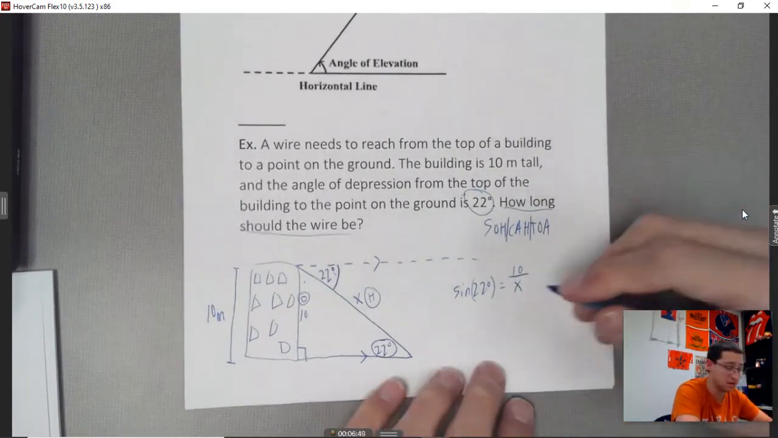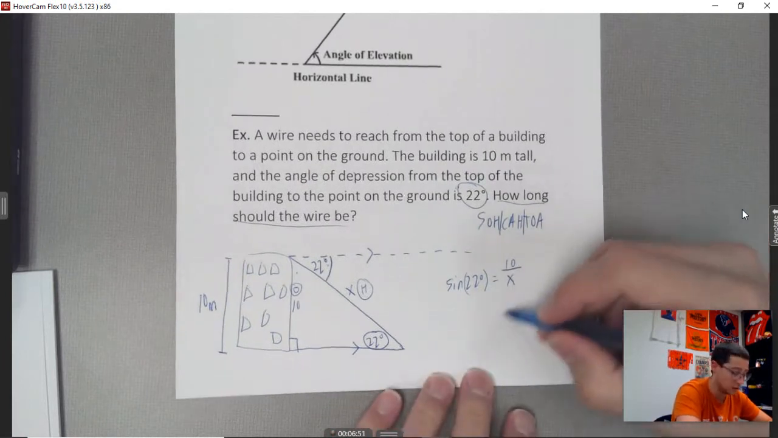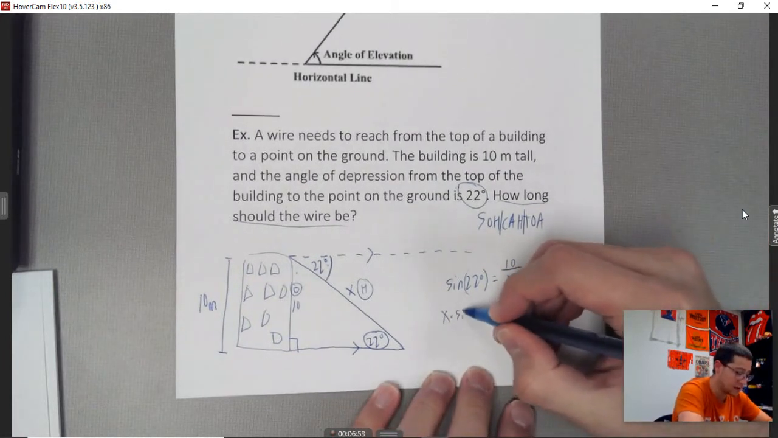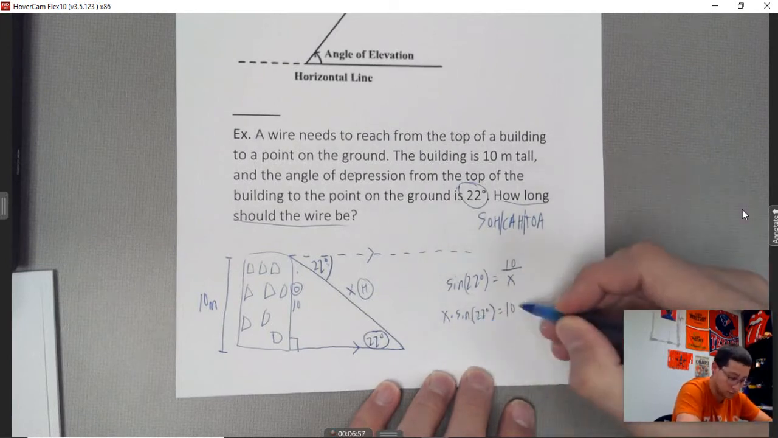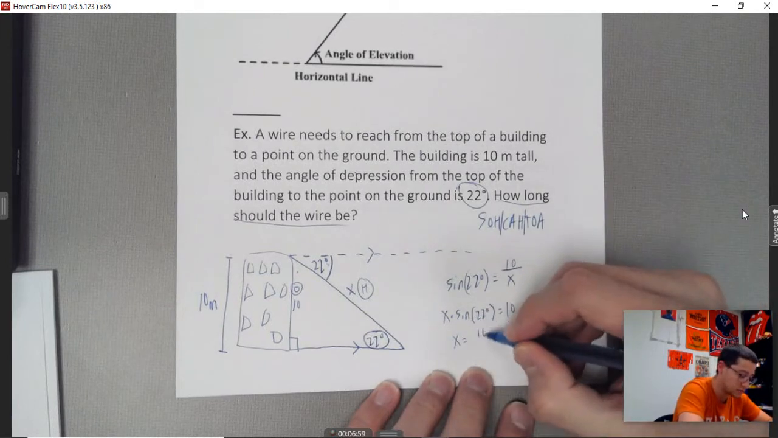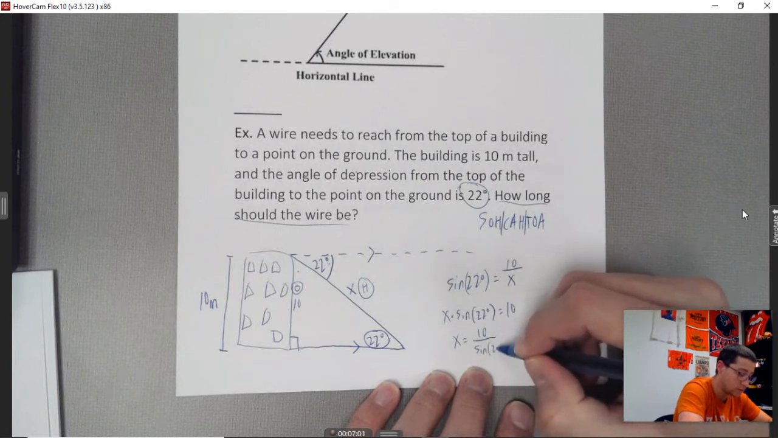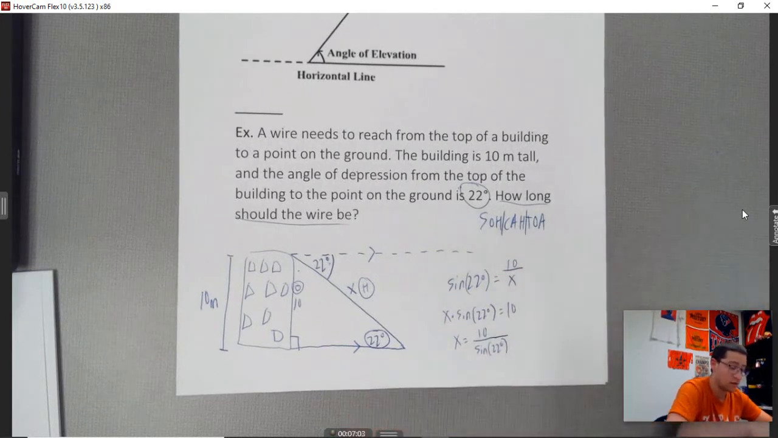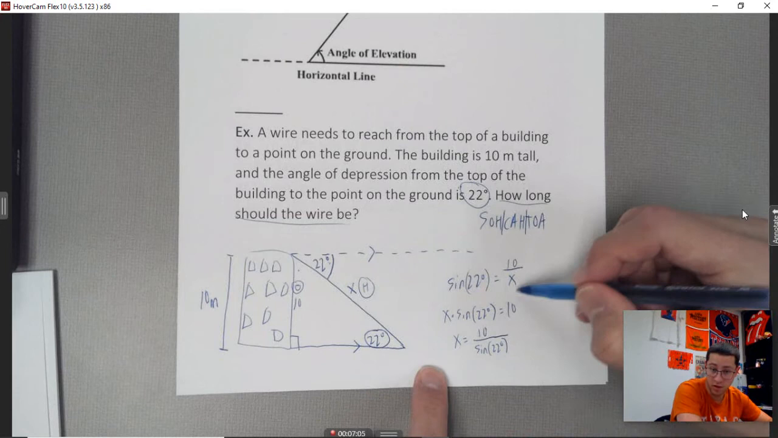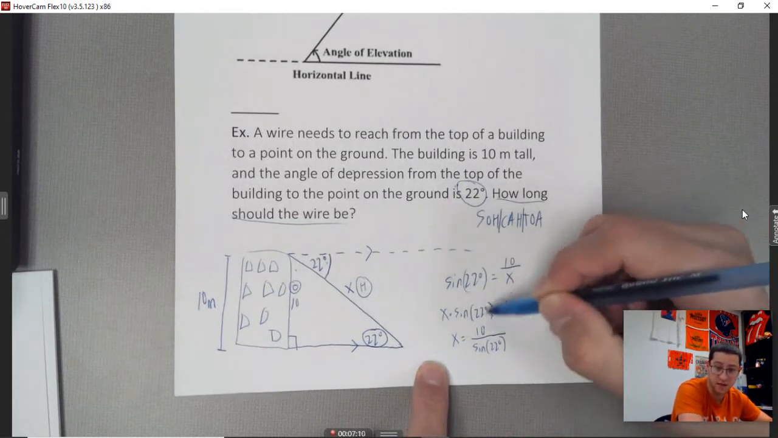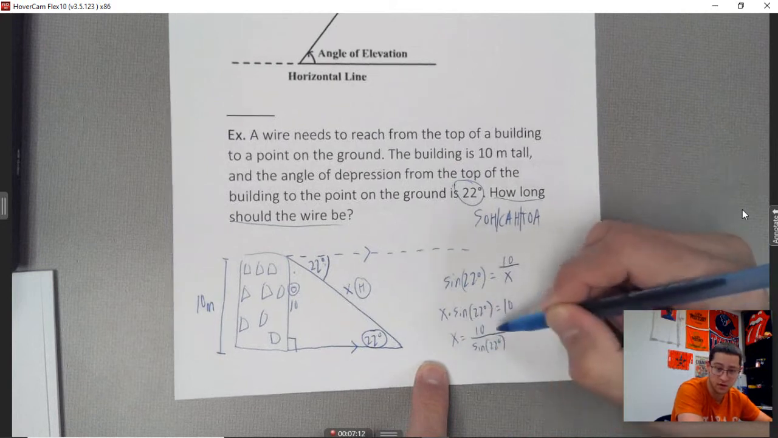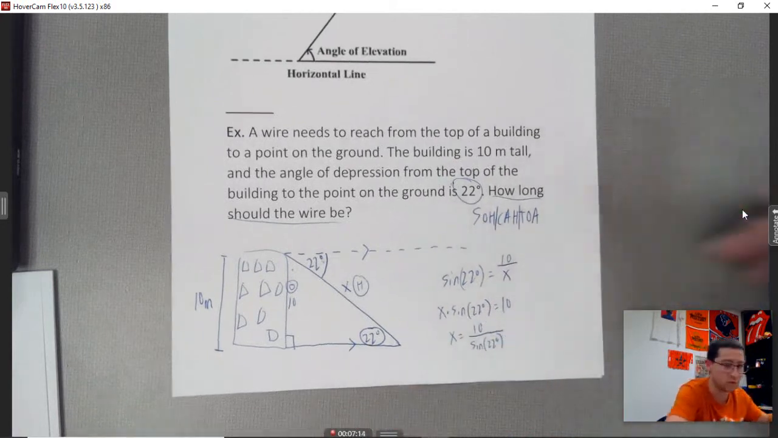That's a two-stepper because x is on the bottom. I swing over x, so it's x times sine of 22 degrees equals 10. I swing over that, so x is equal to 10 over sine of 22 degrees. Again, I multiplied by x from here to here, and then I divided by sine of 22 from here to here. So I end up with 10 over sine of 22.